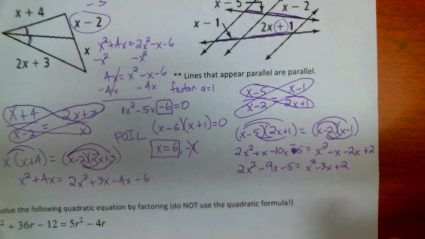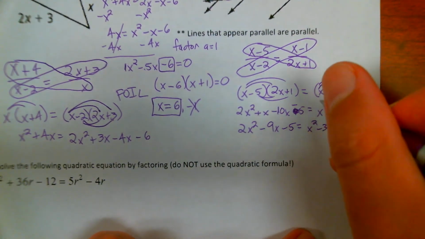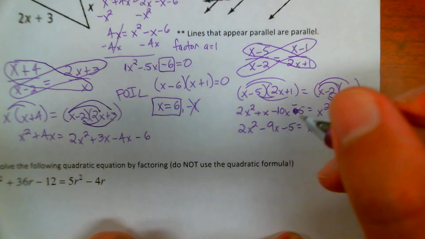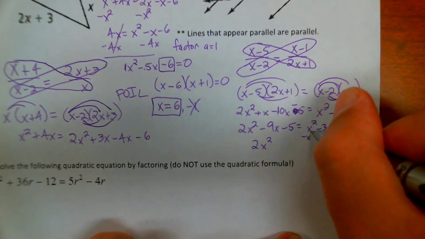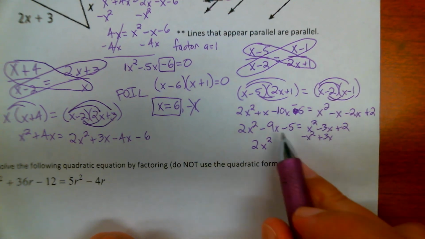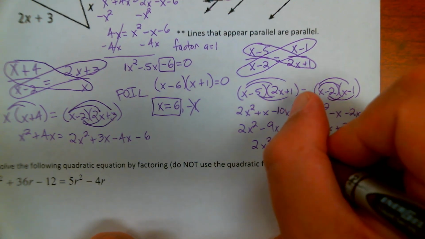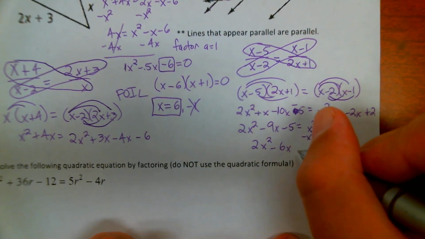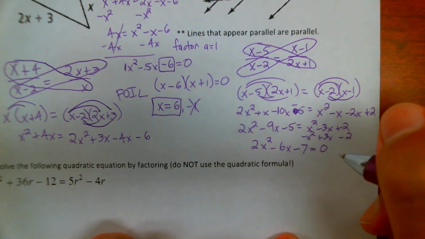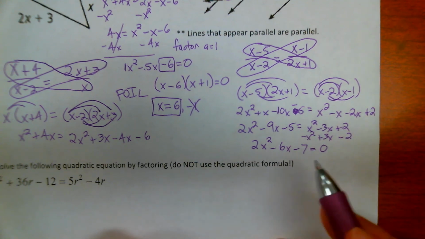Now I need to get my quadratic set equal to 0. So if I subtract x squared from both sides, I'll have 2x squared. If I subtract x squared, I'm going to add 3x. 3x minus 9x is minus 6x. And then I'm going to subtract 2 from both sides. That's going to give me a minus 7 equals 0. Okay?